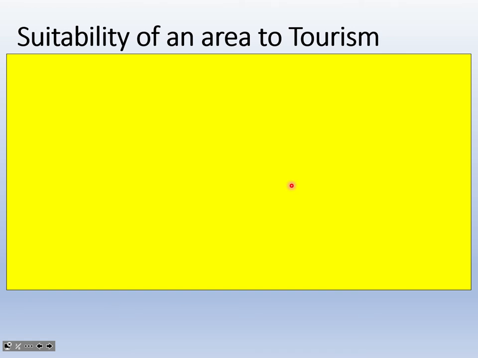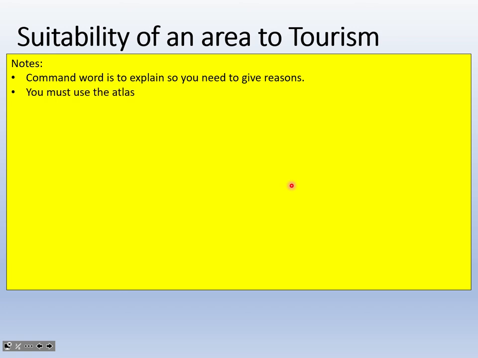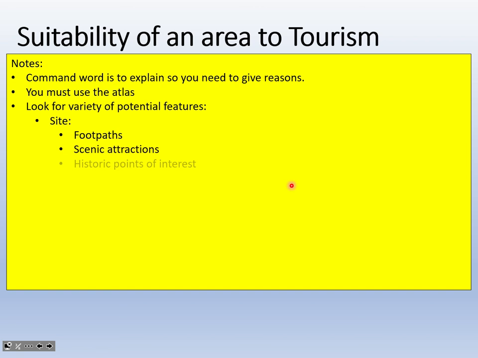Here's how I would approach achieving a good score in this answer. So, some key notes for you to know. The command word is explain, as I've gone through, and that means we're going to give reasons. You must use the atlas, or you should try and incorporate it. And we want to be looking for a variety of potential features. Because they're referring to tourism, the industry, that covers quite a lot of ground. So what we need is a good few solid examples of different types of tourist activity that we can link appropriately to map evidence. So here would be 4 good examples.